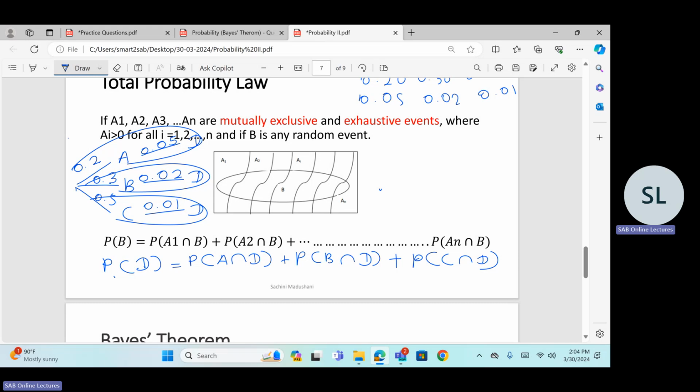Clear? Then how do we get the intersection value? A intersection D, how do we get the answer? This value, 0.2, multiplied by 0.05. How do we define these values? 0.2 we can write as probability of A, multiplied by this value. How do we define this one? 5%. How do we write it using notation?